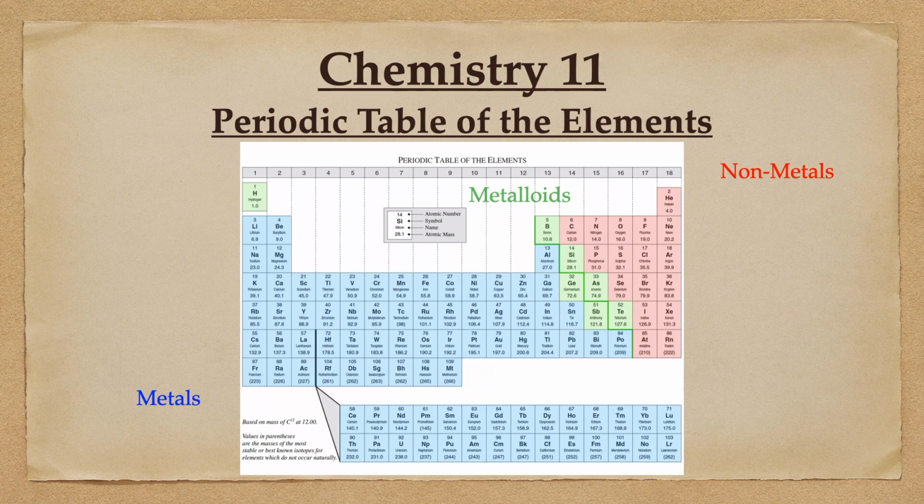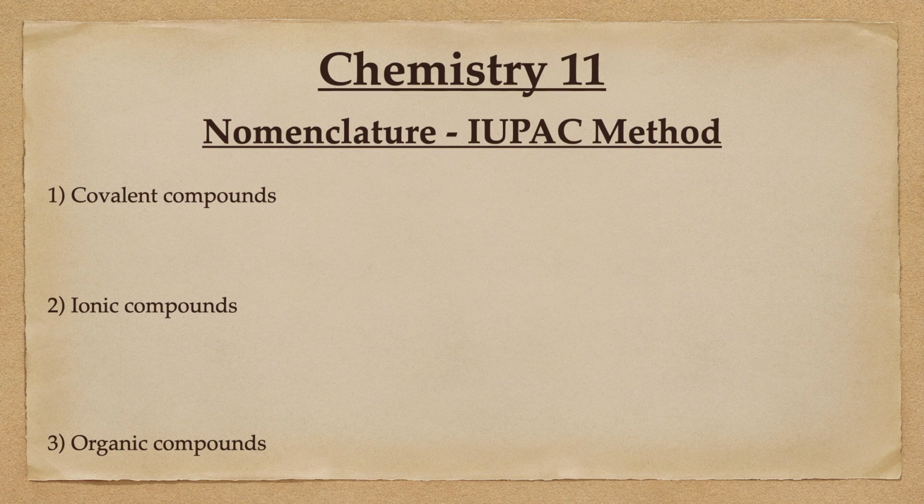Now that we know how to describe the elements on the periodic table, now we'll combine them into compounds. Generally, there are three kinds of compounds that IUPAC is concerned with: covalent compounds, ionic compounds, and organic compounds.